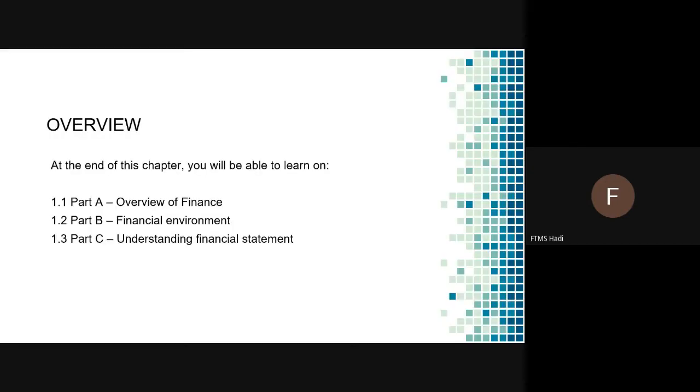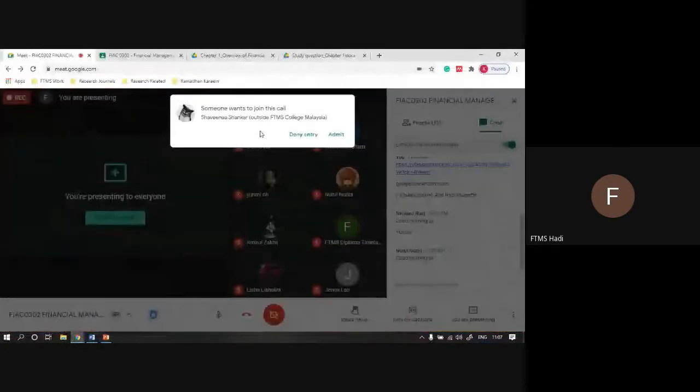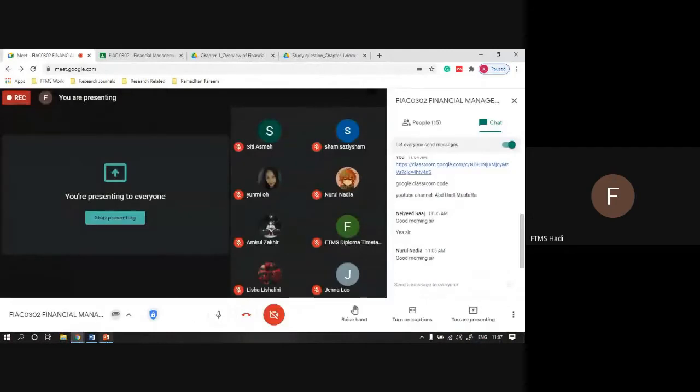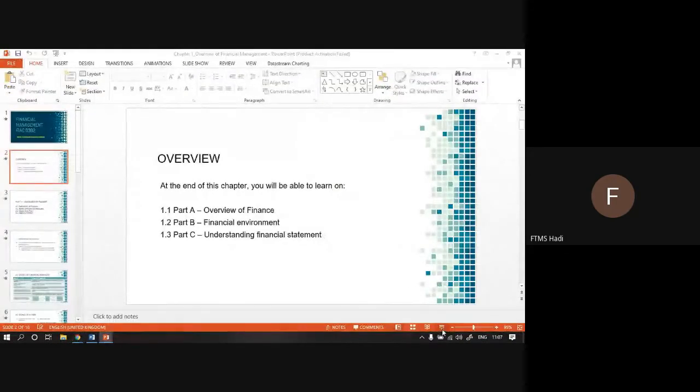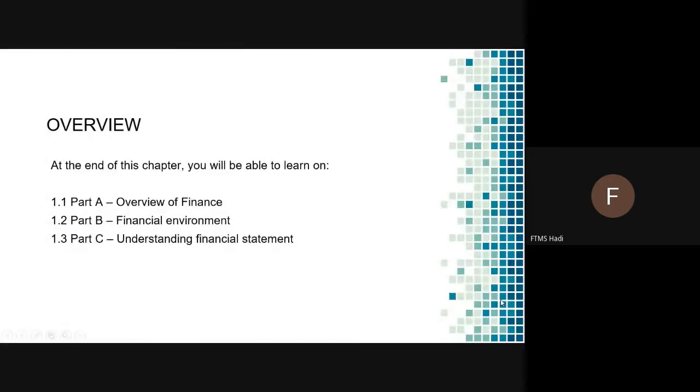At the end of this chapter, there are three parts, which are part A, part B, and part C. And of course, in between those parts, there will be a short break, like 2 or 3 minutes. So you will have some time to regenerate yourself, and then we'll pay attention later on.